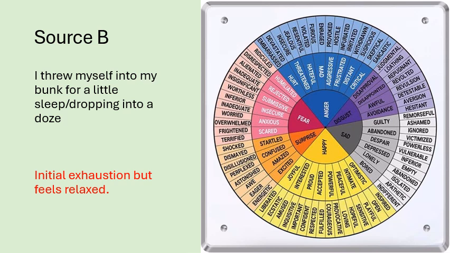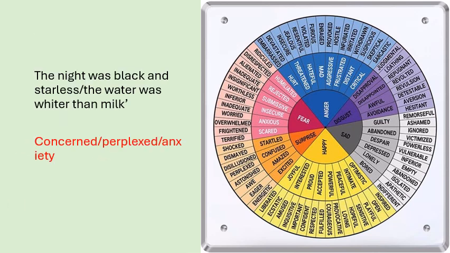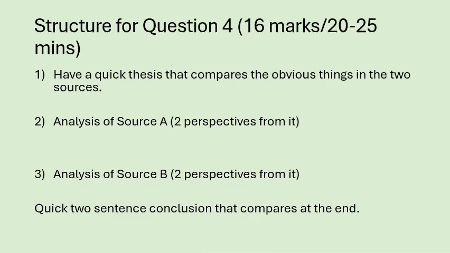And then in source B, I threw myself into my bunk for a little sleep and I was dropping into a doze. It's quite relaxed, that is. It's quite calm, it's quite serene, okay? A bit of exhaustion in there though. And then the night was black and starless, the water was whiter than milk. We might think about how there's concern within that from the writer, how the writer's perplexed, how there's anxiety, okay? How there's fear.